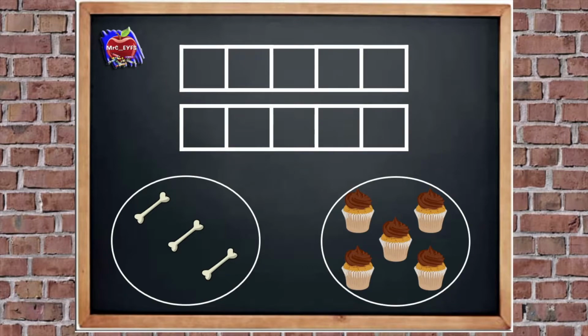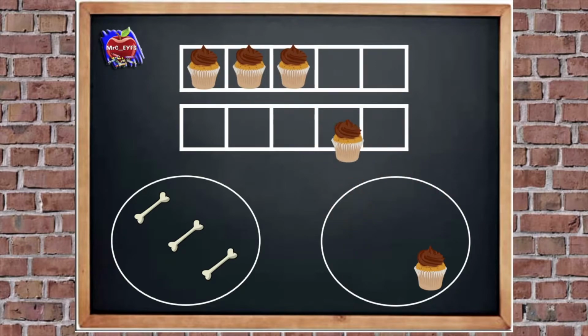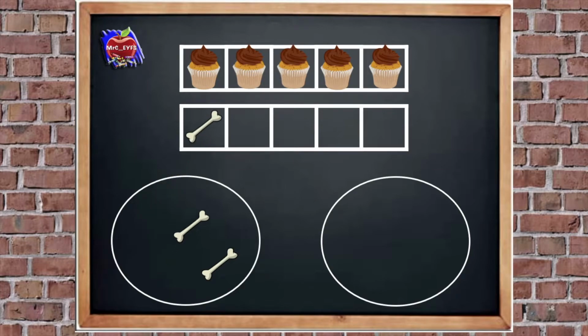What can we do to check? Yeah, let's use our 5 frames. So let's put the cakes in the first one. 1, 2, 3, 4, 5. Excellent. And then let's put the bones in. Can you count them with me? Let's go. 1, 2, 3.